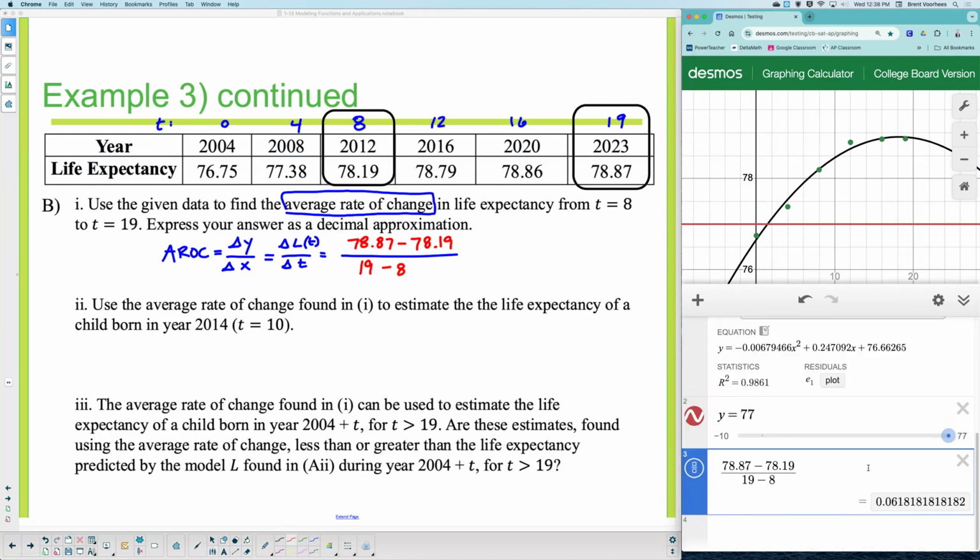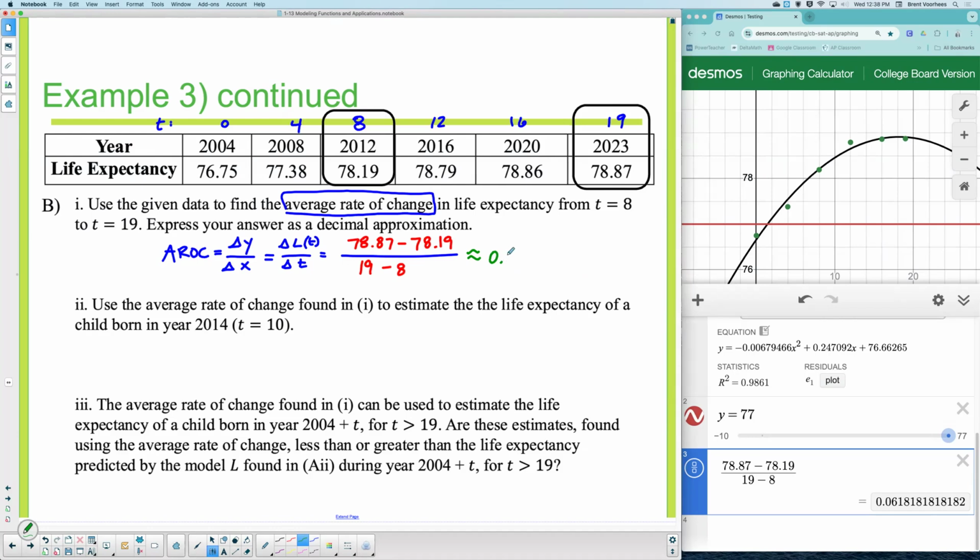I'm going to write this as a fraction, maybe? No, I won't. I'll just write it as a decimal because it says right here as a decimal approximation. How many decimals do we need in here? We need 3 decimals, so this answer would be 0.0618. The units here, this is years. Life expectancy would be total years divided by years. I'm just going to leave it like that. That's my answer right there. This would be worth a point right there. That's the answer to B I right there.